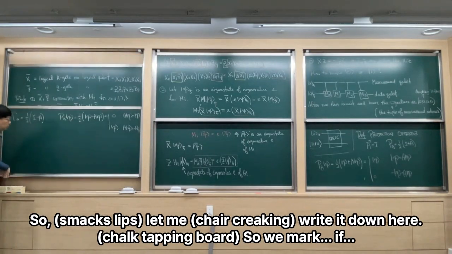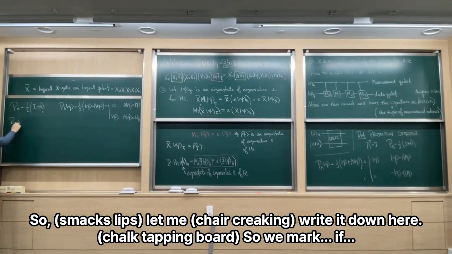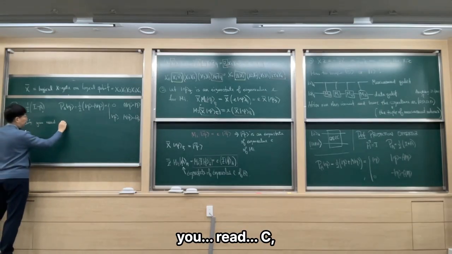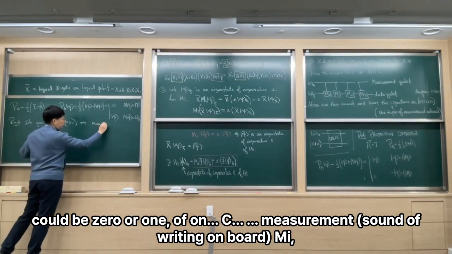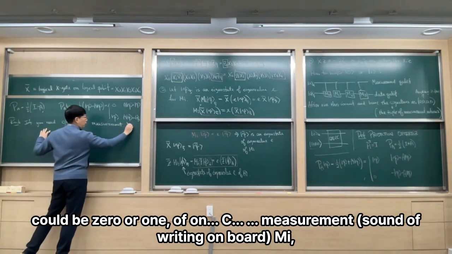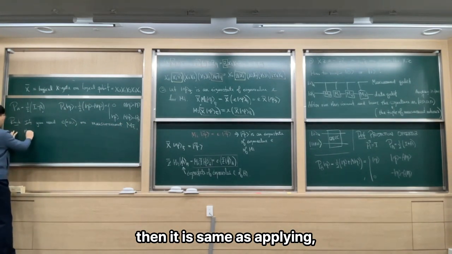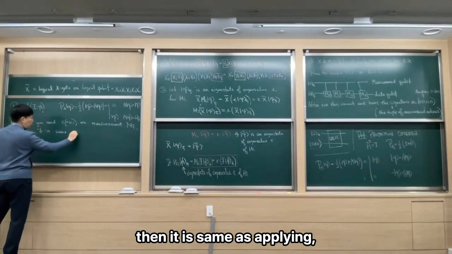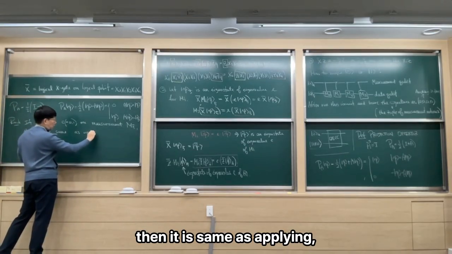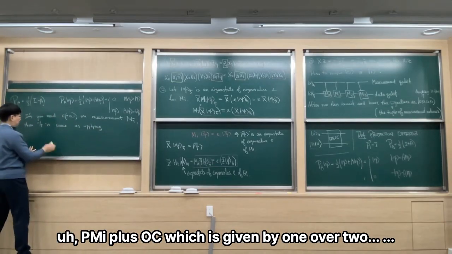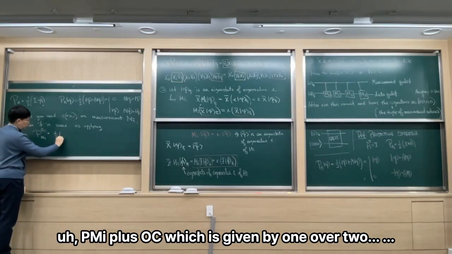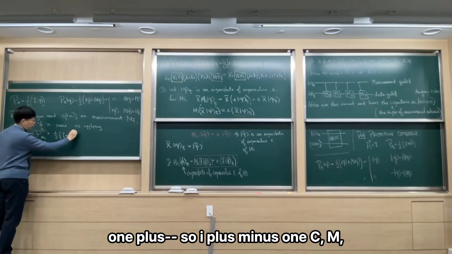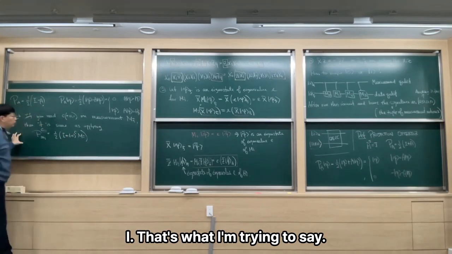So let me write it down here. We mark: if you read C, it could be 0 or 1, on measurement MI, then it is the same as applying PMI plus C, which is given by 1 over 2 (I plus minus 1 to the C times MI). That's what I'm trying to say.